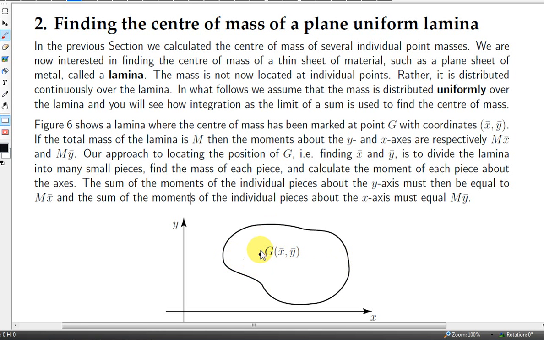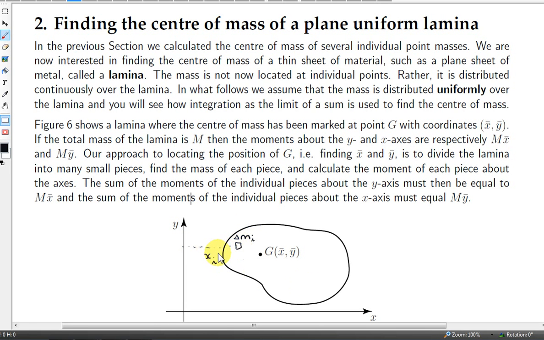Now, the point G here is the center of mass of this lamina. To find the center of mass, we must find both x bar and y bar. To get x bar, we have to get the sum of the moments of little pieces of this lamina about the y-axis. So we imagine dividing this lamina up into tiny little pieces and getting their moments about the y-axis. So the distance to the y-axis will be the x value of each tiny little piece, whose mass we can call delta mi. Now when I say distance to the y-axis, I really mean the x-coordinate of each little piece.